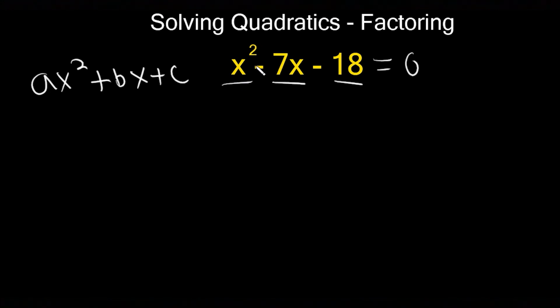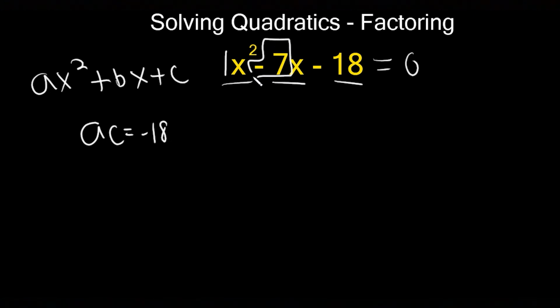So I can clearly see here that my quadratic is in standard form, right? So my a value here is going to be 1, right? That's my a coefficient. And then my c is going to be negative 18. So when I do a times c, I get negative 18. So now you have to come up with two numbers that when you multiply will give you this negative 18, but add up to your b coefficient, which in this case here is going to be negative 7.